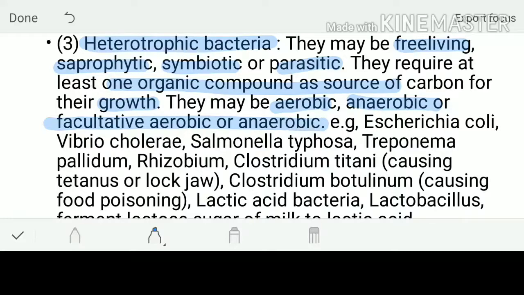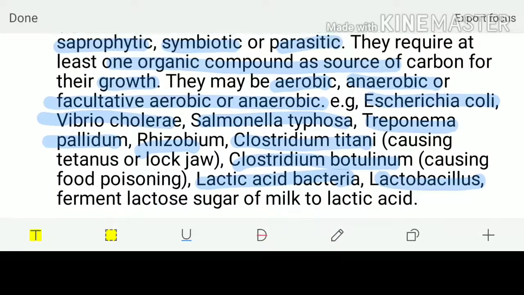Examples include Escherichia coli, or E. coli, Vibrio cholerae, Salmonella typhosa, Treponema pallidum, Rhizobium, Clostridium tetani, Clostridium botulinum, and lactic acid bacteria, or Lactobacillus, which ferments lactose, the sugar from milk, to lactic acid. So basically, lactose is a sugar which is converted into lactic acid with the help of the Lactobacillus bacteria.